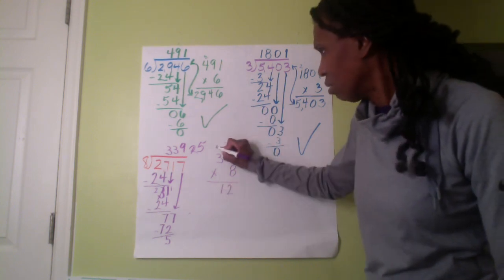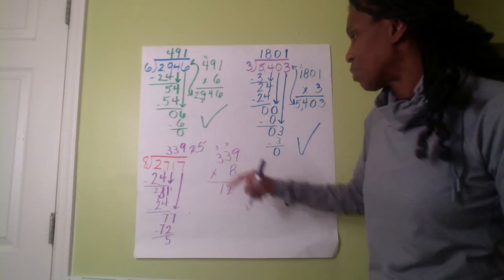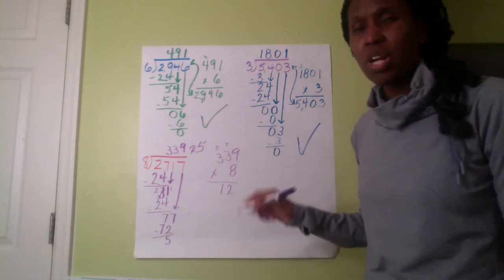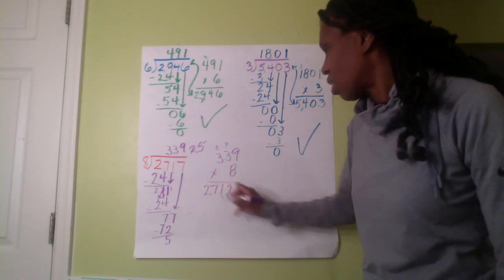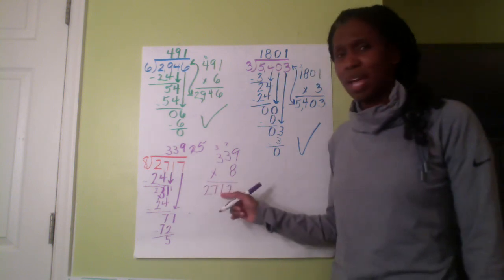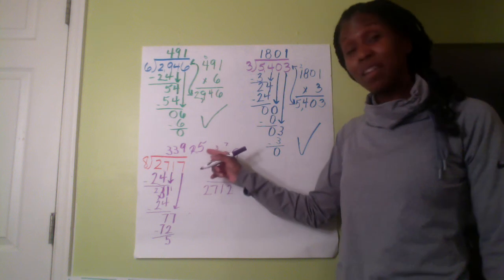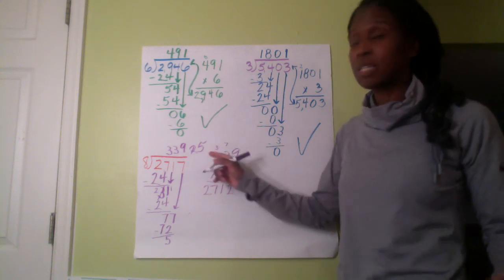And then 8 times 3 is 24. 24 plus 3 is 27. Oh, Mrs. Smith, they don't match. But do not fear. I have a remainder. If you have a remainder, you just simply add it on.